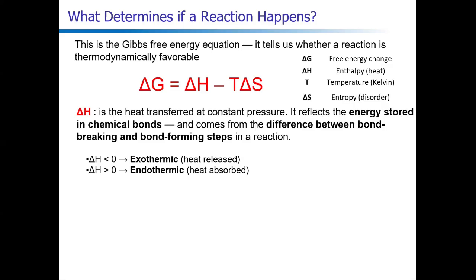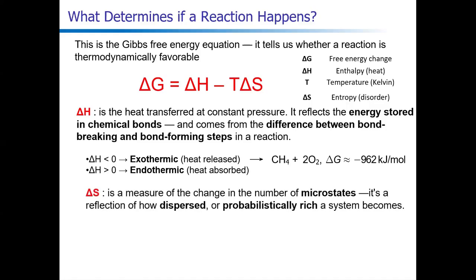Enthalpy is the heat transferred at a constant pressure. Chemically, it reflects the energy stored in chemical bonds and comes from the difference between bond breaking and bond forming. If more energy is released in forming bonds than was used to break old bonds, then delta H is negative, as we've just seen. The reaction gives off heat, and we call this exothermic. If you need to put energy in to make a reaction happen, delta H is positive, and it's endothermic. For example, methane combustion is extremely exothermic. Thus, it releases a lot of heat, and delta H is negative 962 kilojoules per mole, which is very favorable.